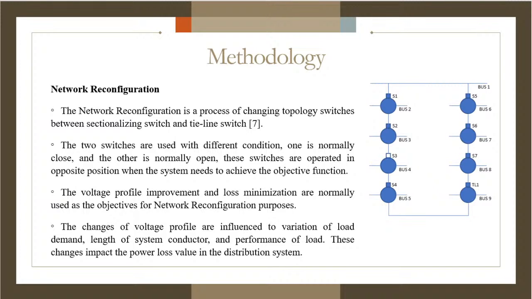The network reconfiguration is a process of changing topology switches between sectionalizing switch and tie-line switch. The two switches are used with different conditions. One is normally closed and the other is normally open. These switches are operated in opposite position when the system needs to achieve the objective function.